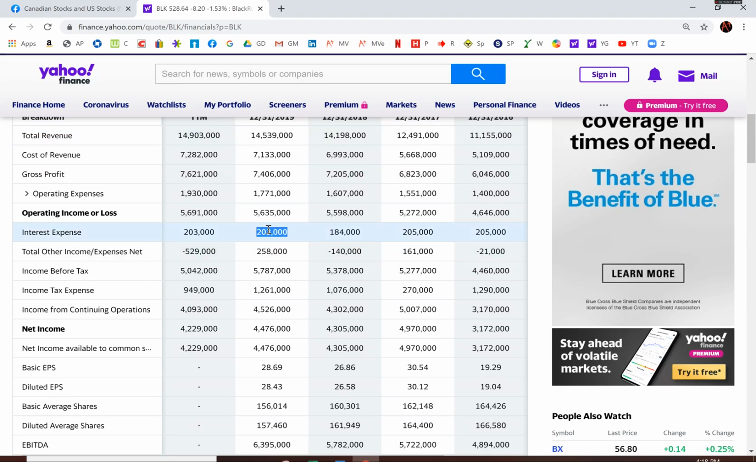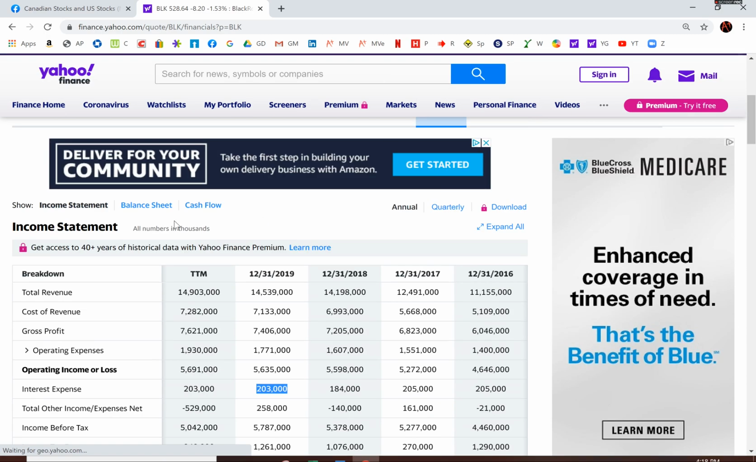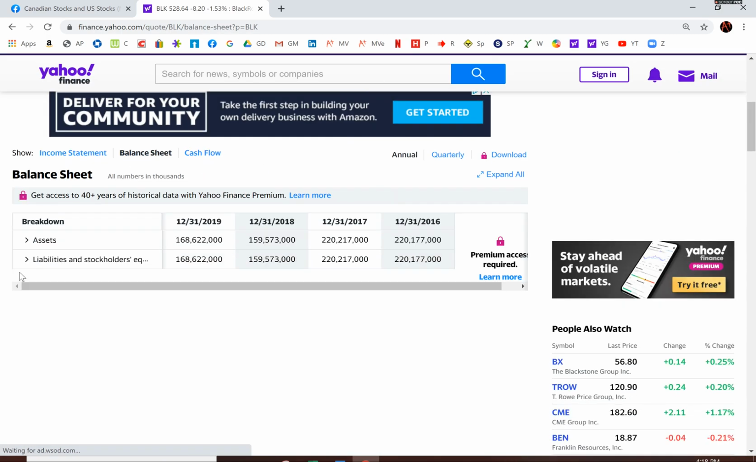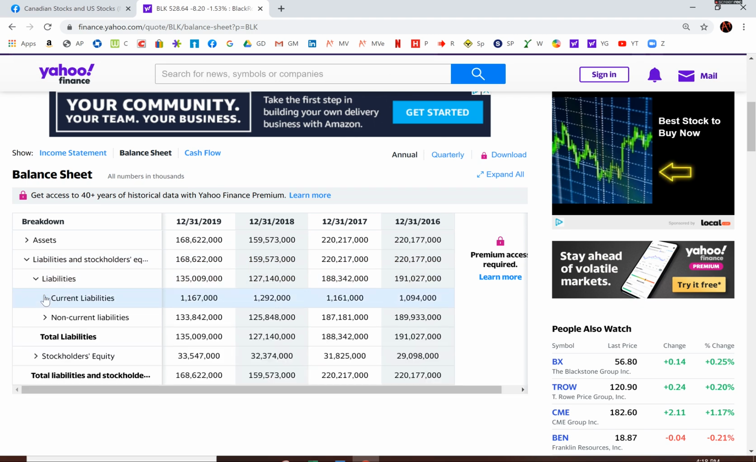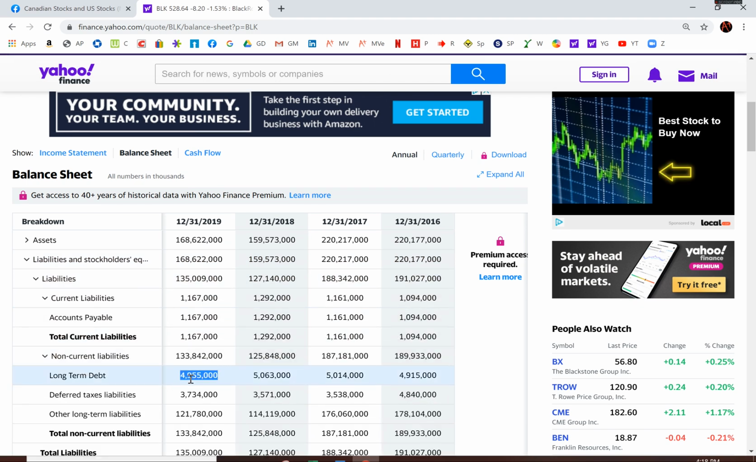So the interest expense is $203 million. That's the interest Blackrock pays on its debt. Let's find the debt in the balance sheet. Go to liabilities, current liabilities, no current debt. There's $5 billion of long-term debt.